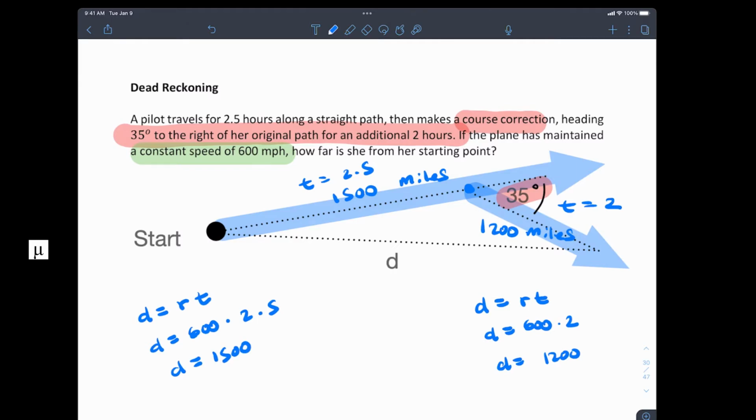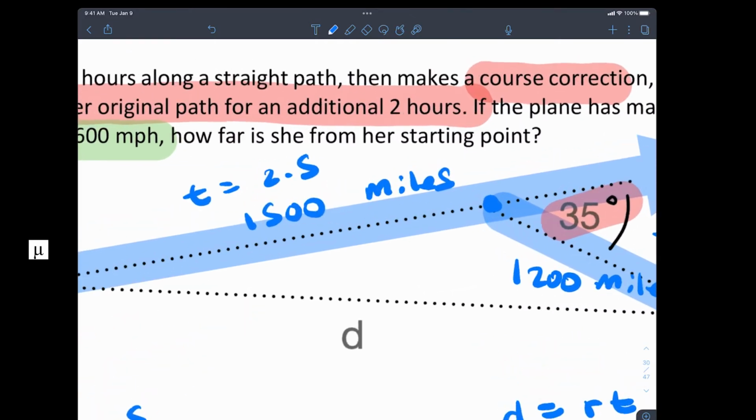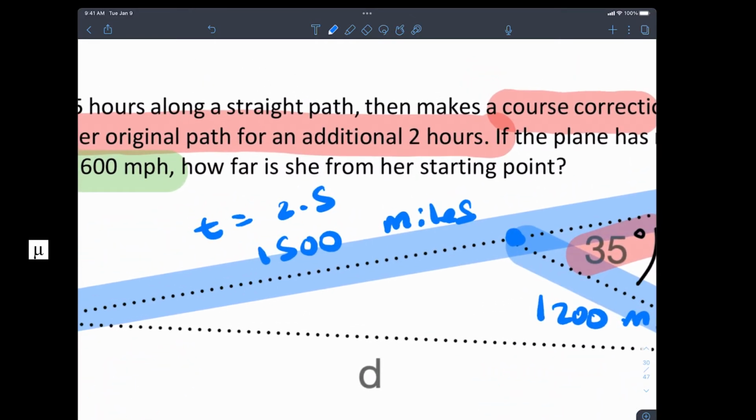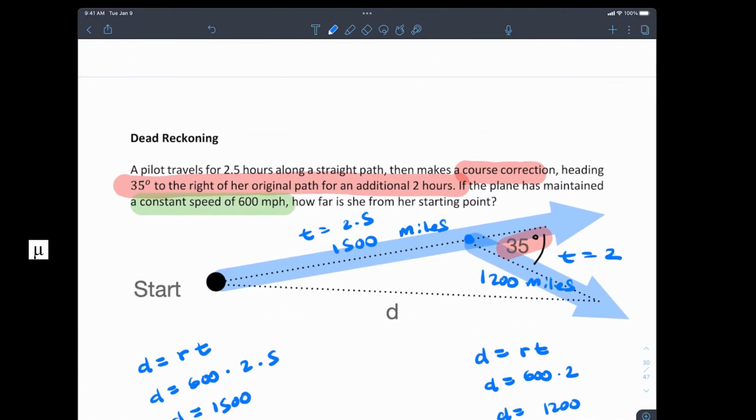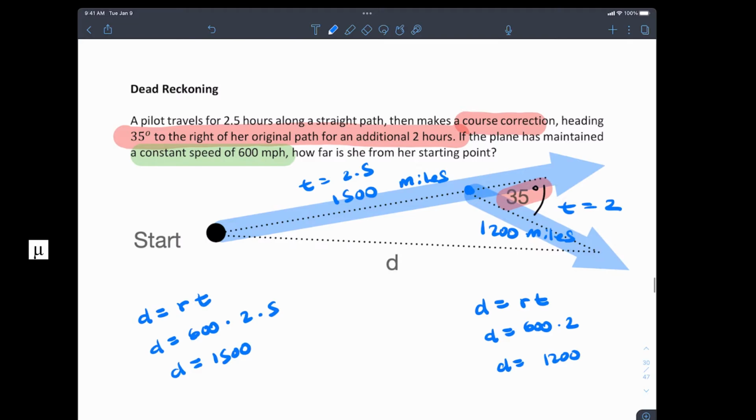All right. Now, what does this say? How far? The pilot is a she. So how far is she from the starting point? So in other words, they want to know what D is here. Is that right? They want to know what that distance is.